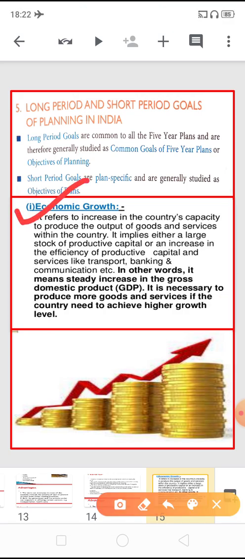The first one is economic growth. The first goal of the 5 year plan is economic growth. Children, as we all know, the stagnation during the British rule forced the planners to make economic growth the first and foremost objective of the Indian plans, isn't it, children?